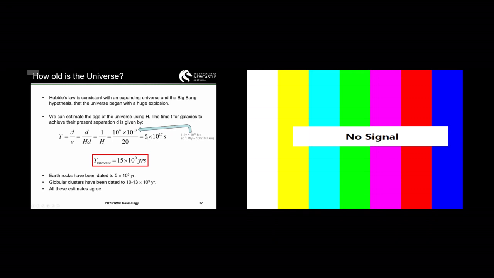5 times 10 to the 17 seconds. And it's a bit of a weird thing to try and do that in seconds, so then we want to convert from seconds to years by dividing by 60, and then 60 again, and 24, and 365. And we'll end up with the age of the universe being estimated as something like 15 billion years.